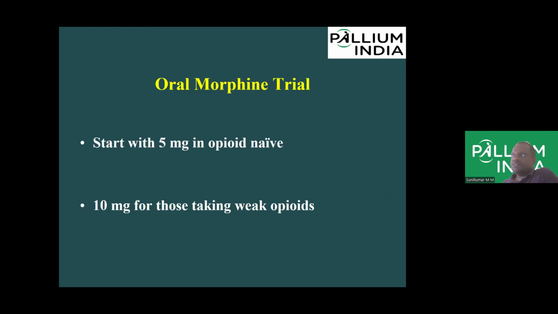Okay. So many of the palliative care units may not have injectable morphine. So it is also important to understand that we can use oral morphine in such patients. So if the patient is opioid naive, that means if the patient is not taking any opioids, including weak opioids, then we can start with 5 milligram of morphine every 4 hourly with SOS doses. But if they are taking weak opioids, then you can start with 10 milligram of morphine every 4 hourly with SOS dose.